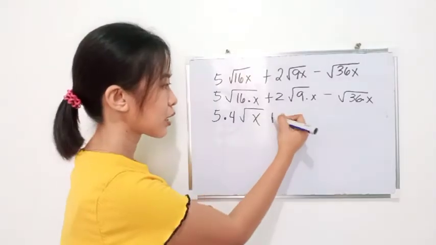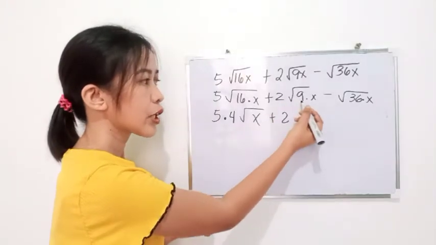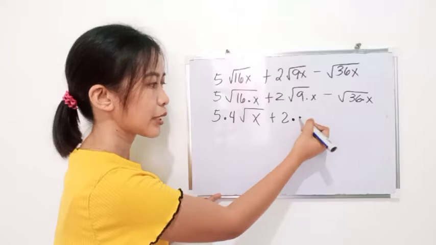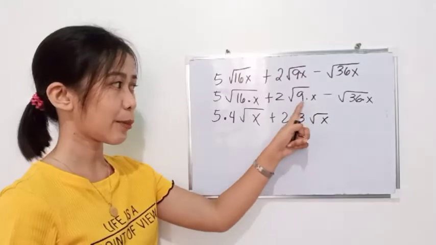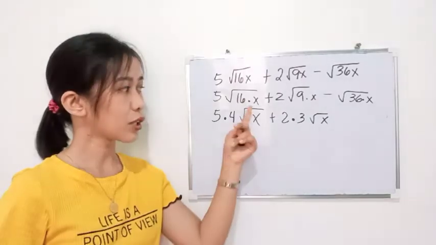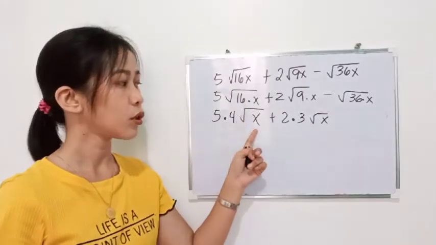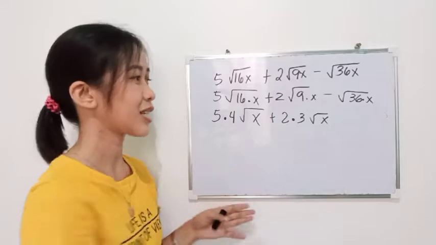Ganyan. Okay? Then, copy si 2. Ayan. And then, square root of 9 is 3. Multiplying 3 to 2. And then, natira na lang si x dahil nga nailabas na natin si 9. Ito din, nalabas na natin si 16. So, yung mga x na lang natira do, mga x na lang.